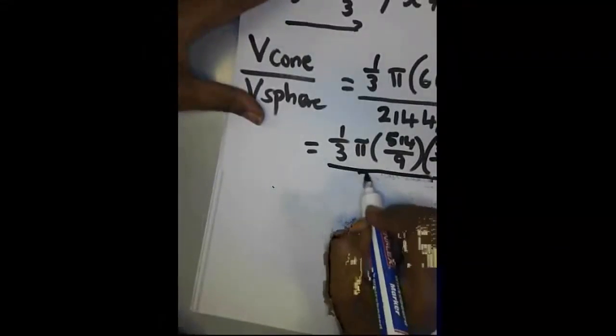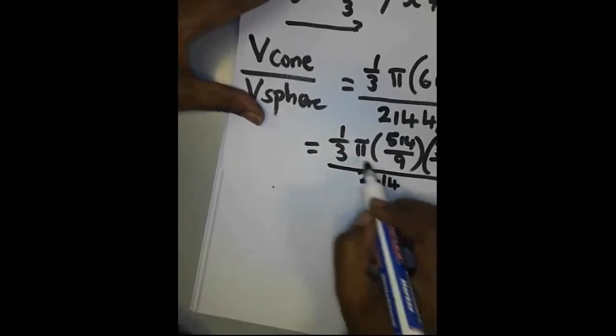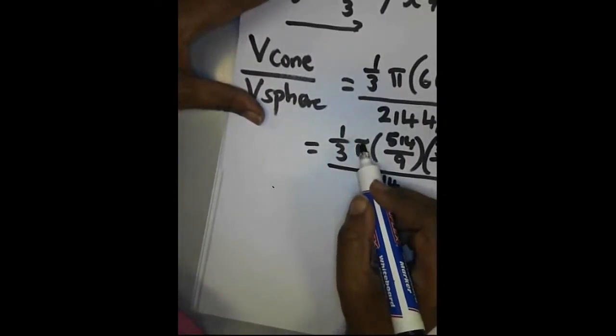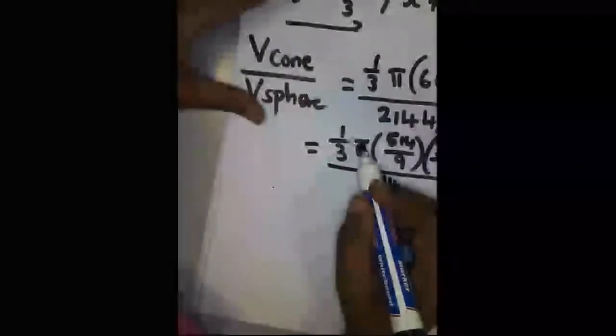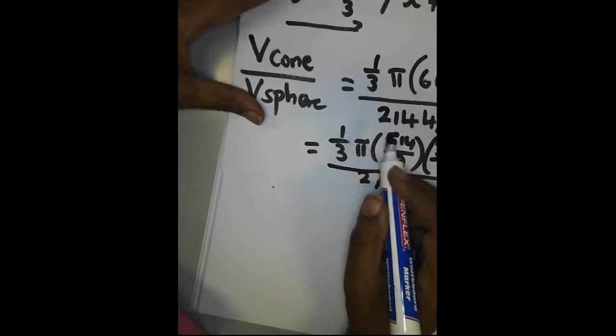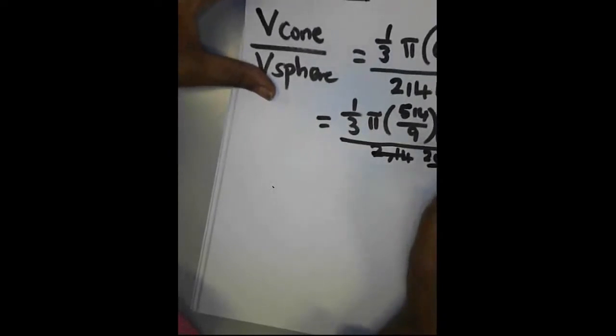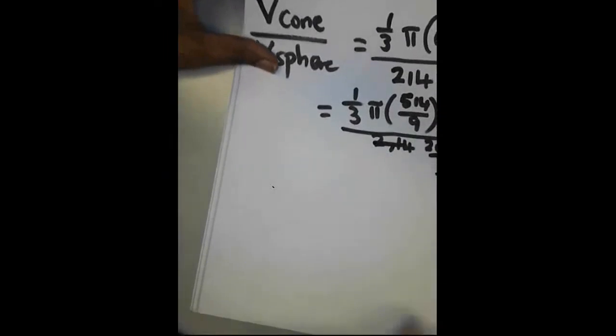Divided by 2144. And I've got a pi over here, so I've got to go back. Because I've got a pi, I can't divide by a whole number, so I've got to use the number with pi in it. And the number with pi in it was 2048 pi divided by 3. So let's do that over again.